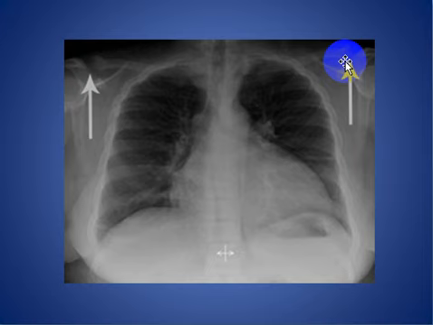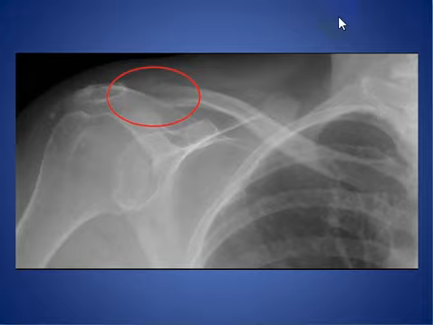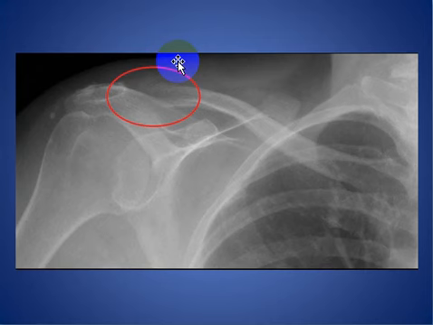Also, there are many causes of bilateral resorption, as we see here in this female patient with resorption of the distal ends of both clavicles. And here, this is a spot view of the right side. We see this in this patient with rheumatoid arthritis.